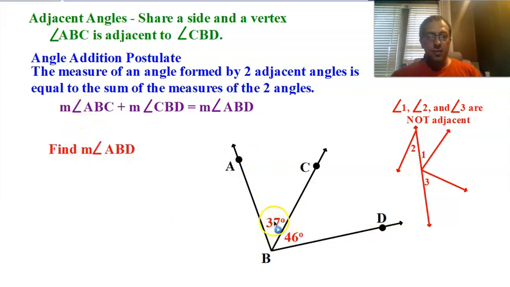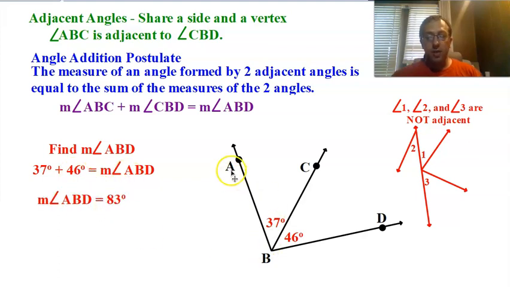If I have these measures for the two smaller angles, I want to find the measure of ABD. ABD, so that's the whole big angle, right? Very simple. All we have to do is add them up. 37 degrees plus 46 degrees is going to be the measure of the whole thing. You just add it up, and the measure of angle ABD is 83 degrees.